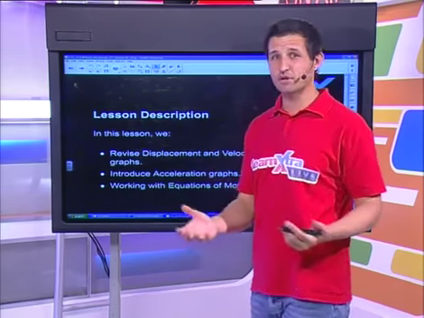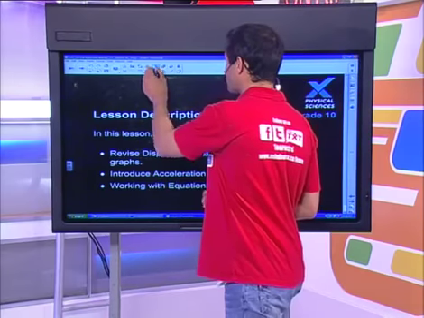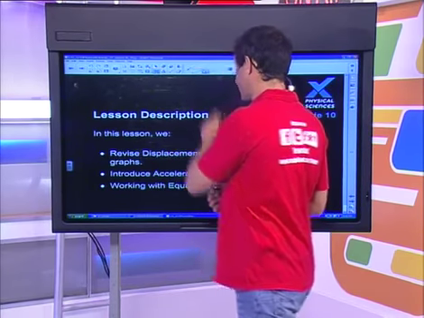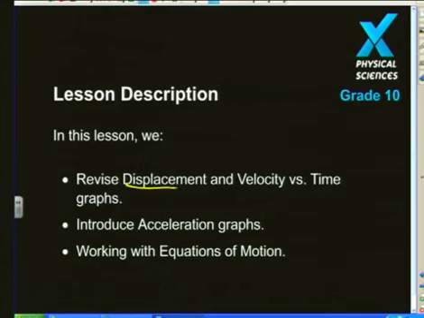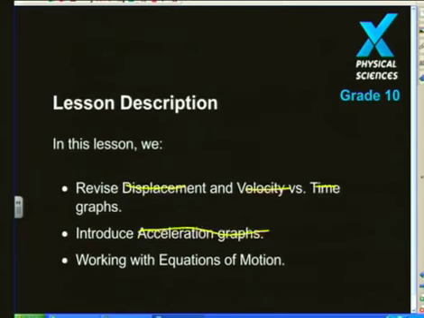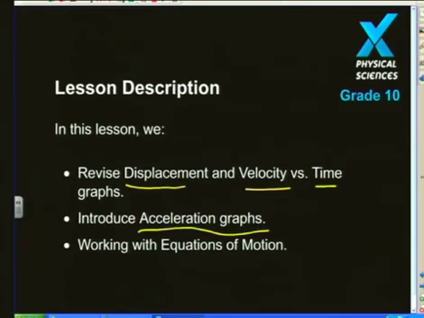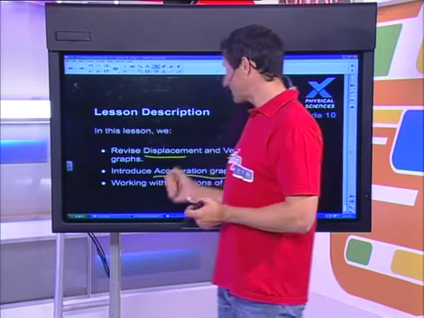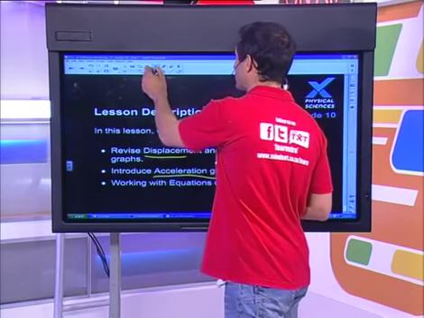Now, we're going to be revising as usual. I'm going to be taking you on a little bit of memory lane, and we're going to be dealing with displacement and velocity versus time graphs. We're just doing a little bit of revision to make sure that you are on exactly the same page. And then, somewhere towards the middle of the lesson, we're going to start to introduce acceleration graphs. That's acceleration versus time. So displacement time graphs and acceleration graphs, those are going to be really interesting.